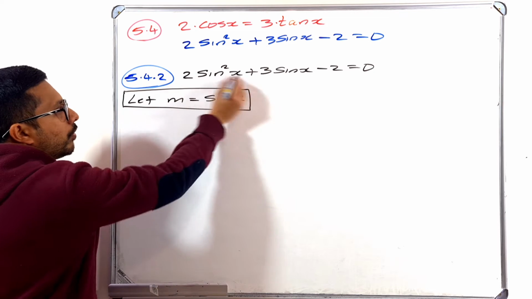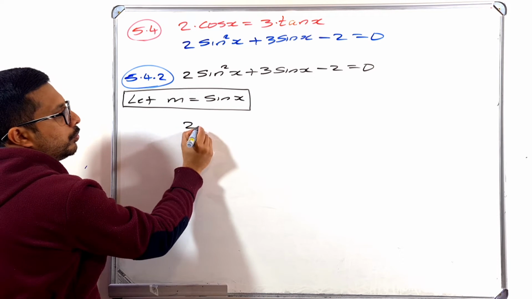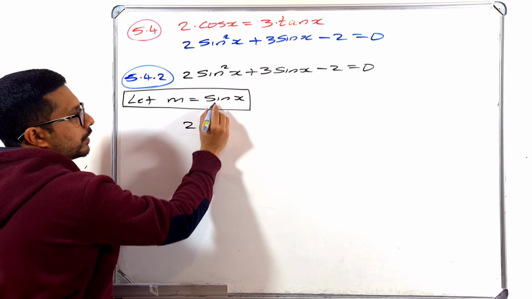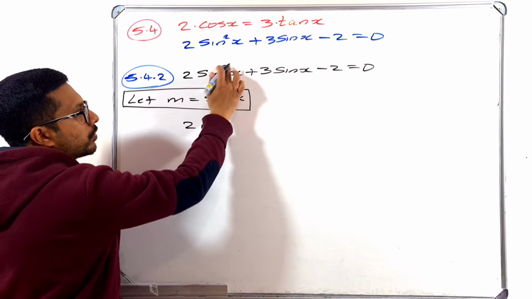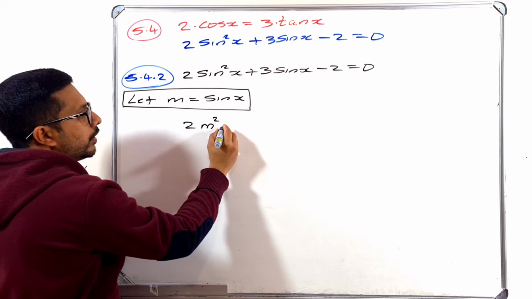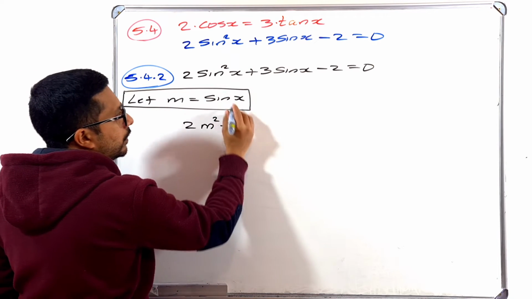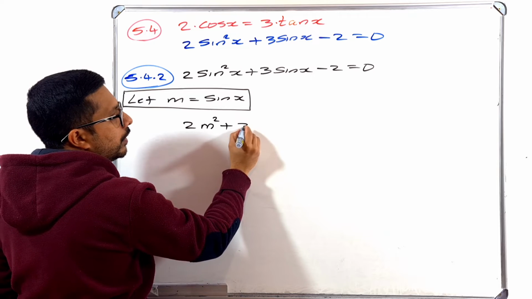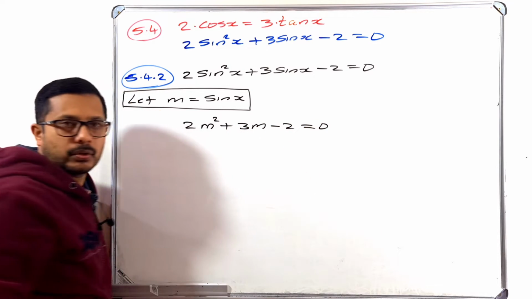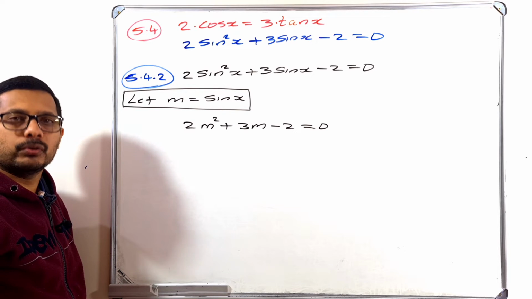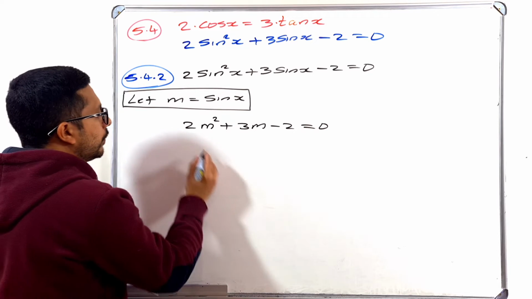Okay, so now how can we write this equation? 2 sine square x, sin x is m, so sine square x is m square, plus 3 sin x, sin x is m, so it is 3m, minus 2 is equal to 0. Now we have to factorize this one. Okay, so what are the factors?